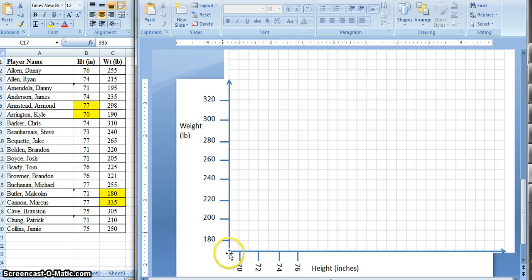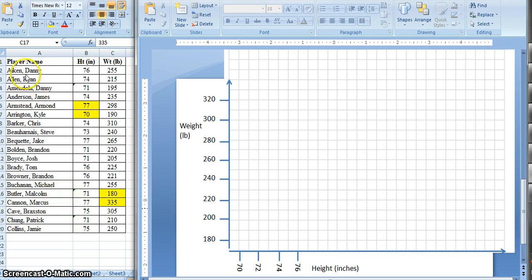So now we have our axes. They have the intervals clearly marked, and the intervals are evenly spaced. Note each interval is a gap of 2 here, or a gap of 20 here. Our axes are labeled with units. Now we can start plotting our data.